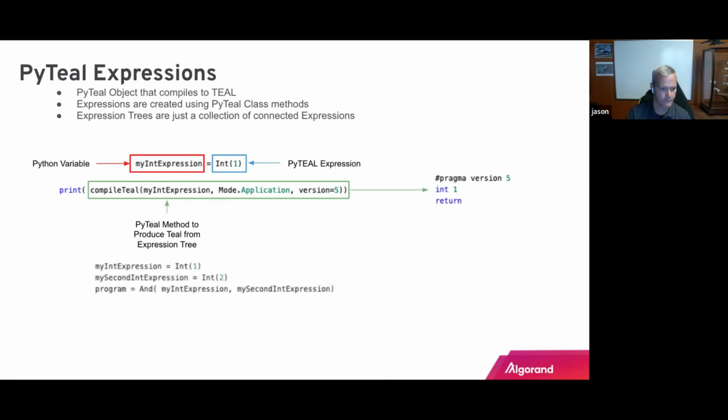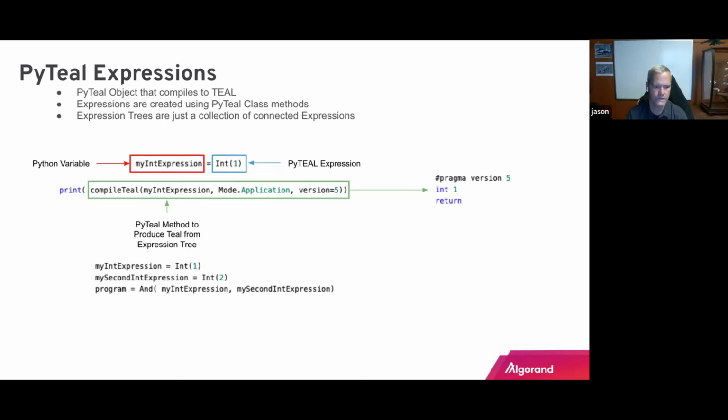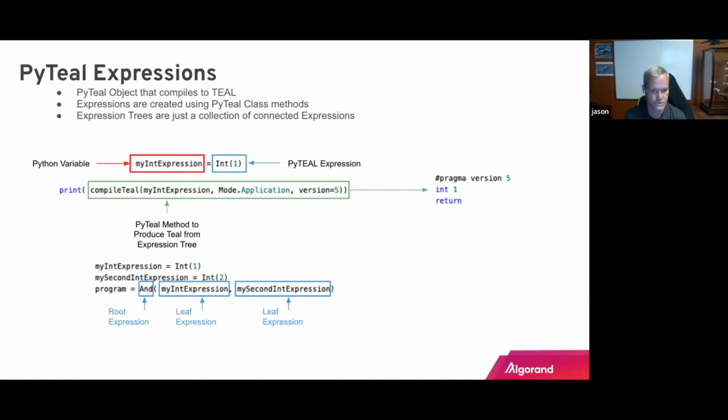Now let's make it a little bit more complex. Let's say I have 2 expressions. You can see I've got 2 Python variables and 2 expressions, int1 and int2. Well, you can use other expressions that take expressions as parameters. So in this particular case, I'm using an And expression, and it ANDs 2 other expressions together. That would be considered a leaf expression. That's a leaf expression. You can think of that as the root expression. So that's my expression tree.